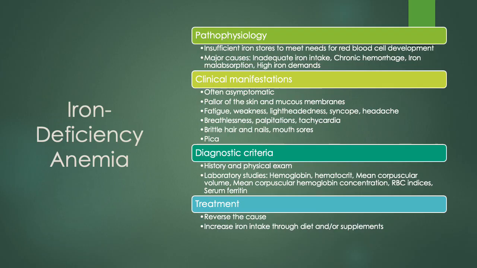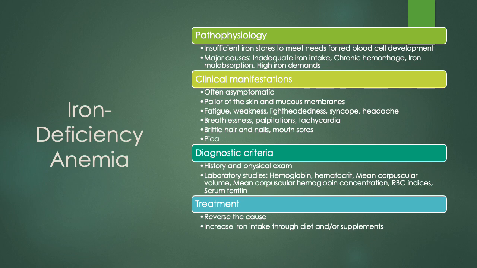First, we'll talk about iron deficiency anemia, and this is considered insufficient iron storage to meet the needs of red blood cell development. As a reminder, iron is required and necessary for hemoglobin to have an affinity for oxygen on those red blood cells. So, without iron, that affinity is not as adequate, so that ultimately results in an oxygenation issue if it's very severe. So major causes of iron deficiency anemia are inadequate iron intake. You may have chronic hemorrhage, you may have iron malabsorption syndromes, or you may have high iron demands.